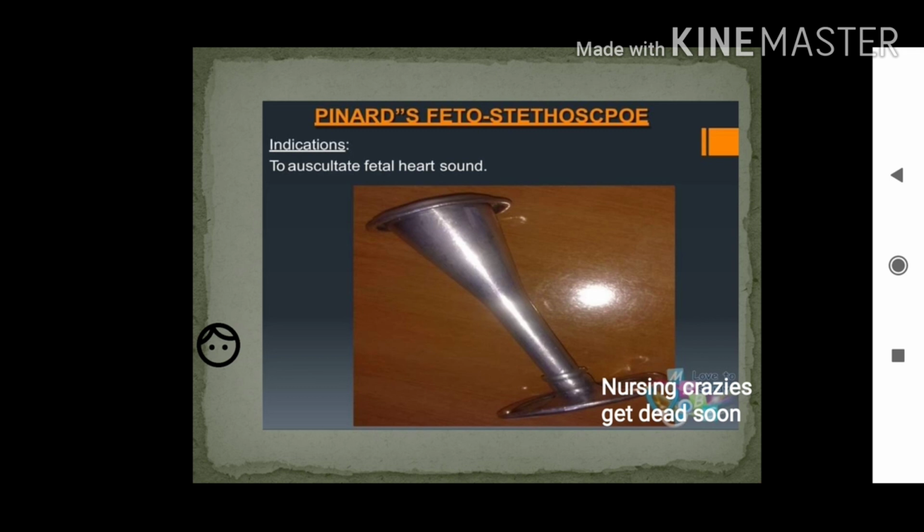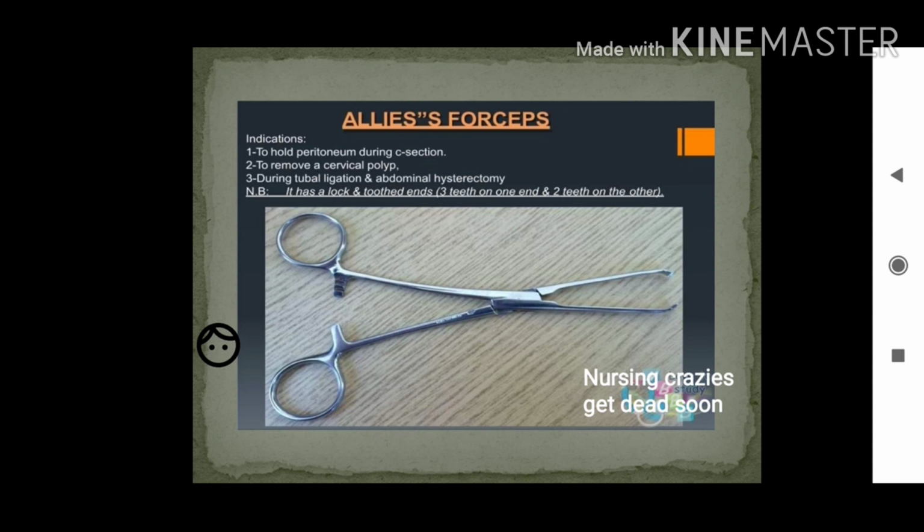This is made of aluminium because the sound conductivity of aluminium is high. Previously we used this instrument. Nowadays we assess the fetal heart rate with the help of a stethoscope and advanced machines. Then next is Ellis forceps. What are the indications of Ellis forceps? First one is to hold the peritoneum during cesarean section. Second is removal of a cervical polyp. Third is during tubal ligation and abdominal hysterectomy; we use the Ellis forceps. It has a lock. One end has three teeth and the other has two teeth.